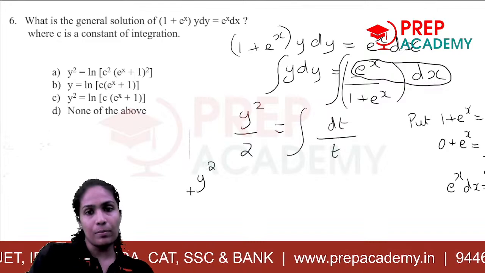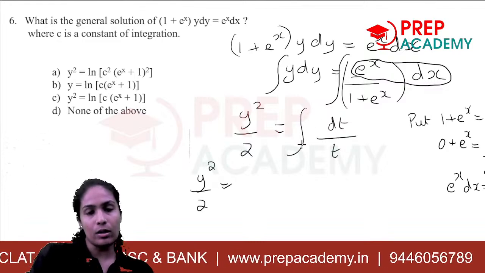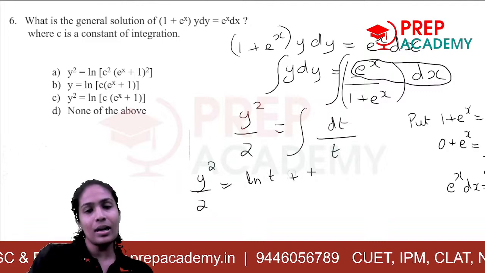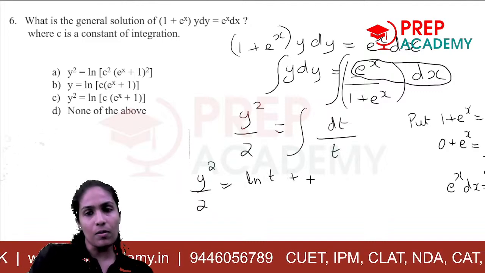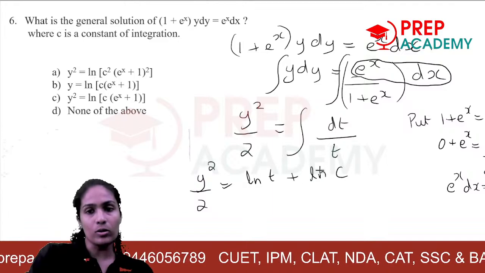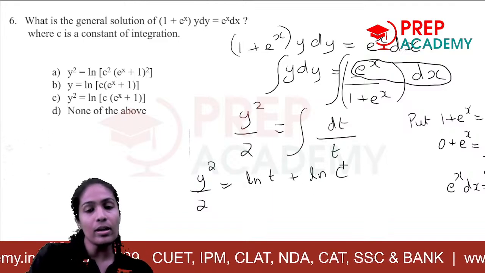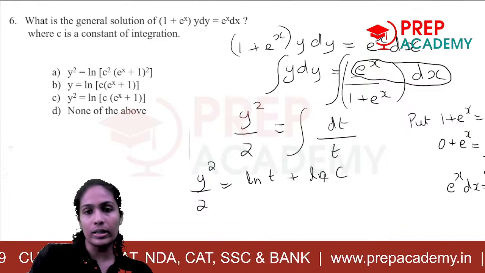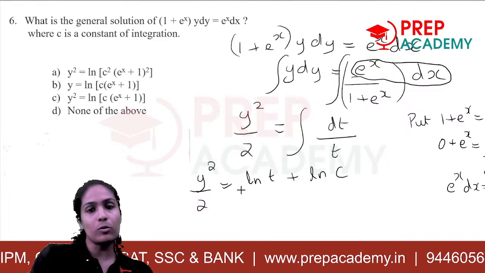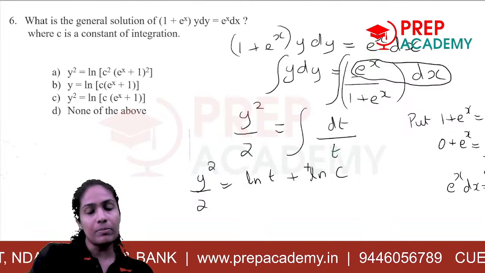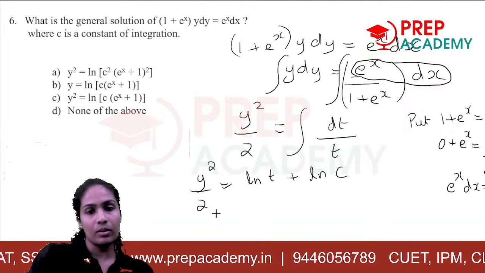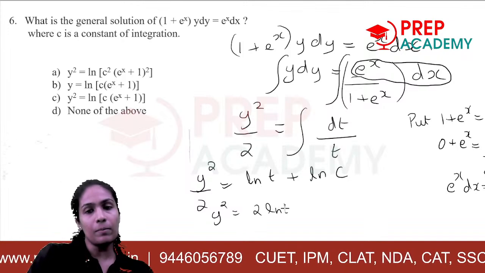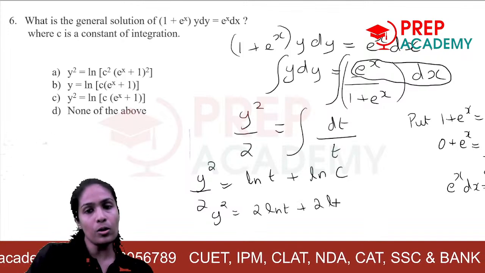So y square by 2 is equal to the integral of dt by t, which is log t plus c, a constant. For the constant, here I am using log c. Log c is also a constant, so you can place log c in place of c. So y square by 2 is equal to log t plus log c. Or y square is equal to 2 log t plus 2 log c.